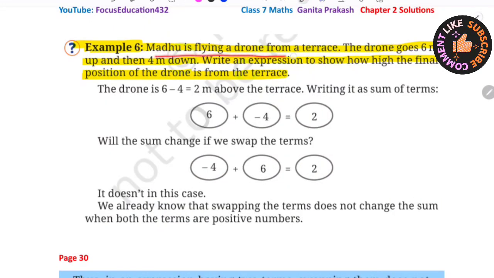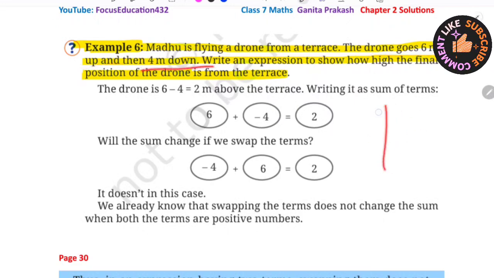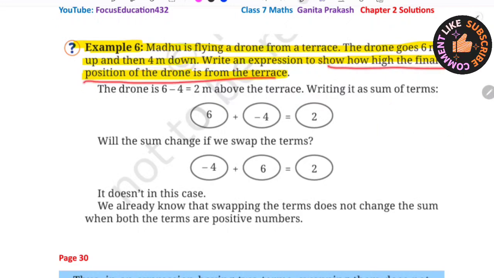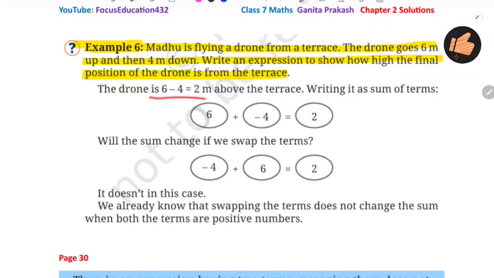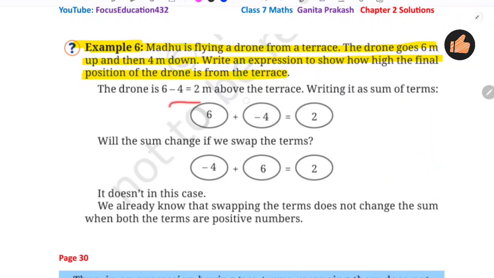Now, Madhu is flying a drone from a terrace. The drone goes 6 meters up and then 4 meters down. 6 up and 4 down. Write an expression to show how high the final position of the drone is from the terrace. The drone is 6 minus 4, that is equal to 2 meters. Because 6 meters up and 4 meters down means the result is 2 meters from the terrace.